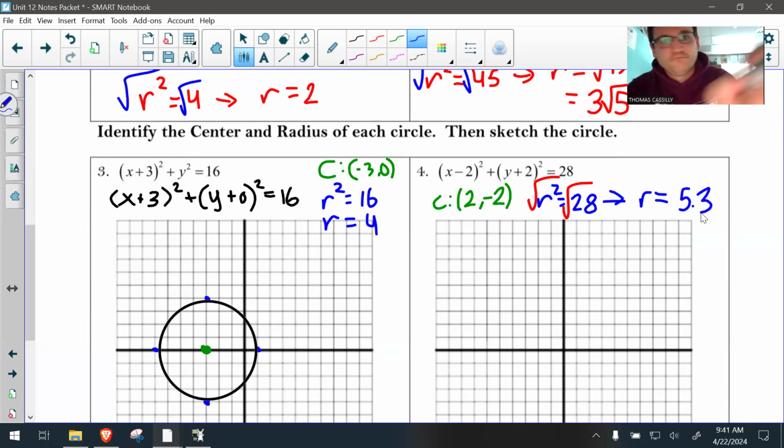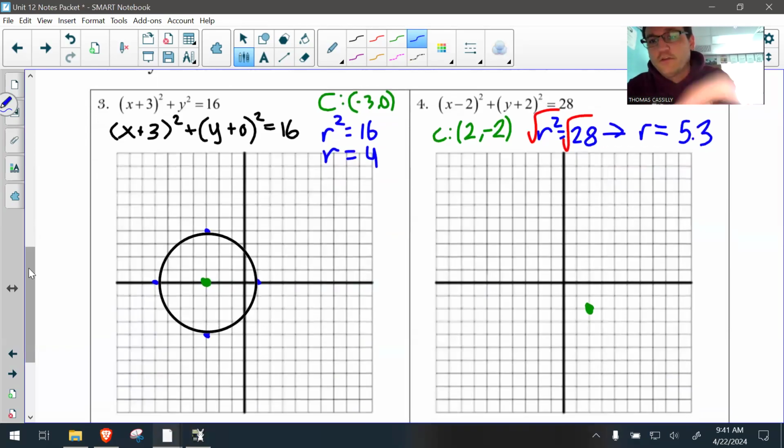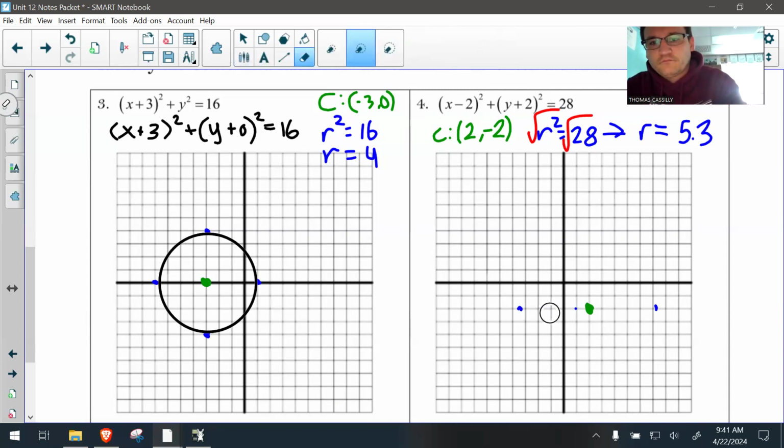Same as last time, get that center. So 2 to the right, 2 down. And then go 5 and a little bit more. Since we're graphing, we do have to eyeball it a little bit. So I'm just going to go 5 to the left, right, up and down here, 5 and a little bit more. So 1, 2, 3, 4, 5, and a little bit more. So maybe like right there. And then 1, 2, 3, 4, 5, and a little bit more. So probably close to that point.